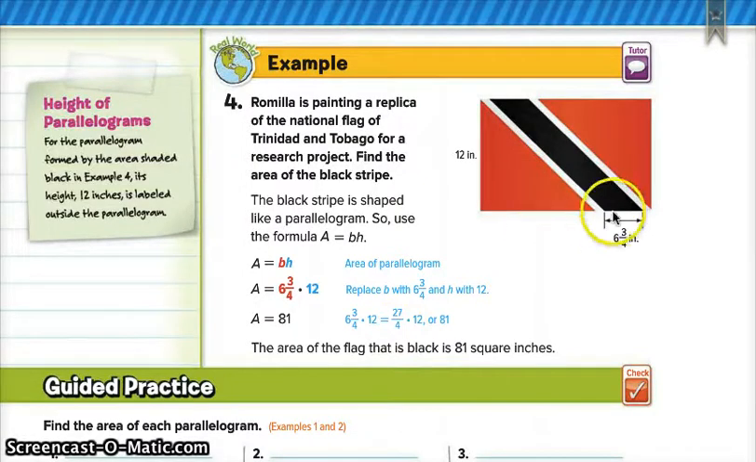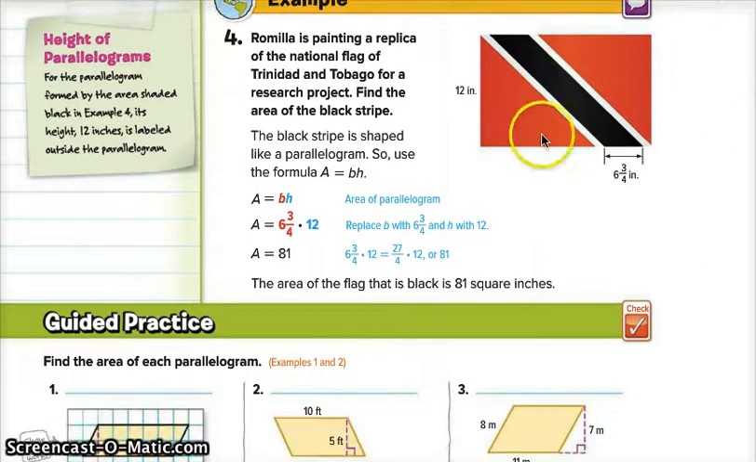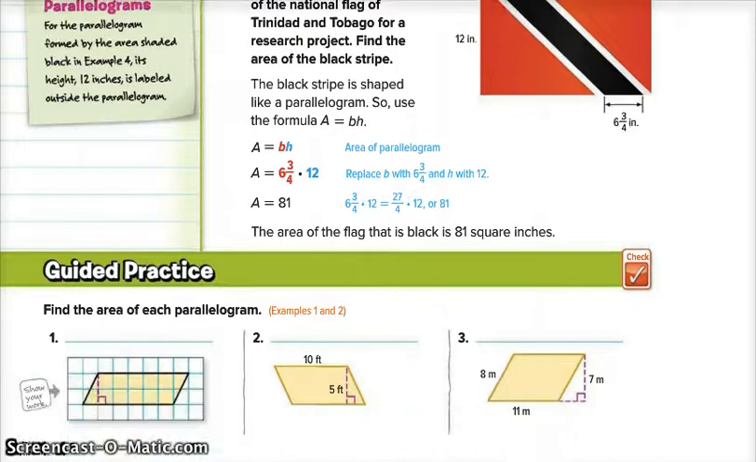If we take a look, we see that the base is 6 3/4 inches. And once again, we need to remember that our height has to form that right angle. So we're going to use the number 12. It is okay for you to have a fraction or mixed number as one of your measurements. If you don't remember how to multiply fractions, then get up and get a calculator and multiply it out that way. When you go through and solve, you'll see that it's 81 square inches for the black section. Eventually, we'll get to the point where you could find the area of the entire flag because we'll know how to find the area of triangles as well.